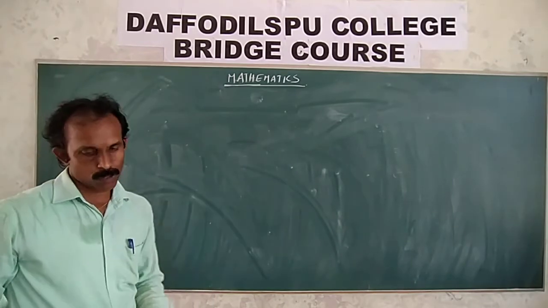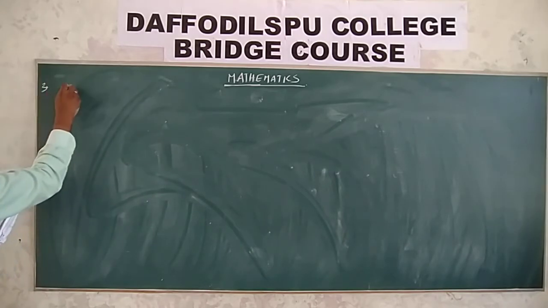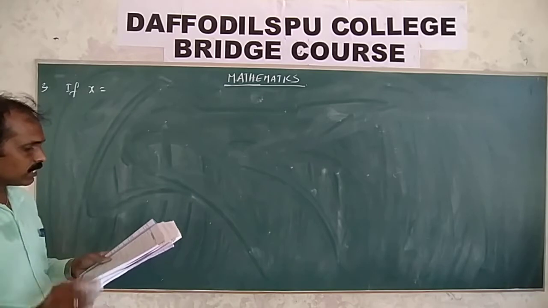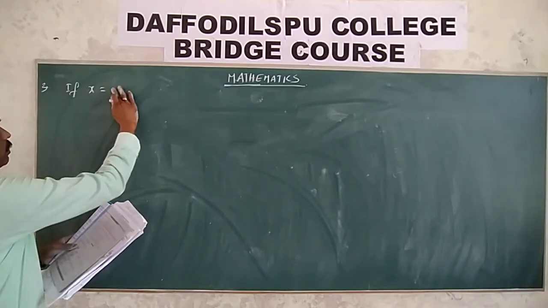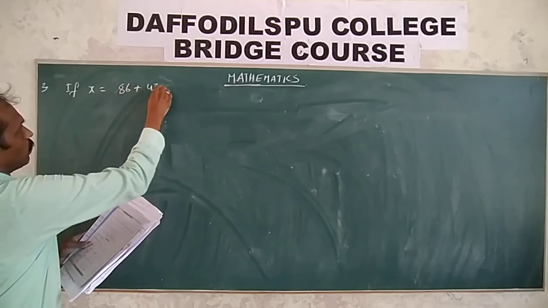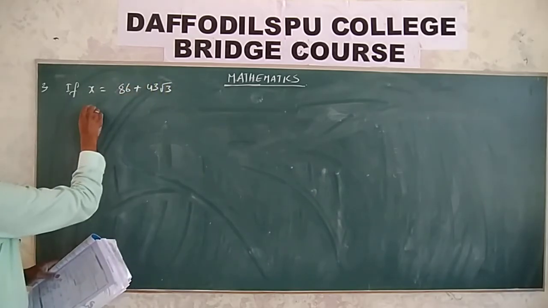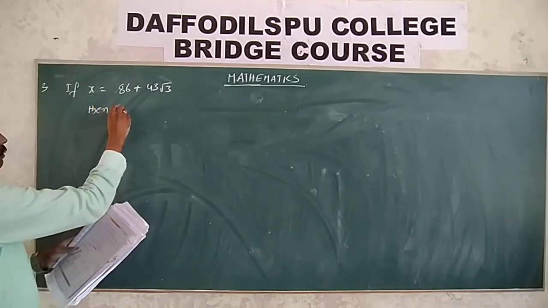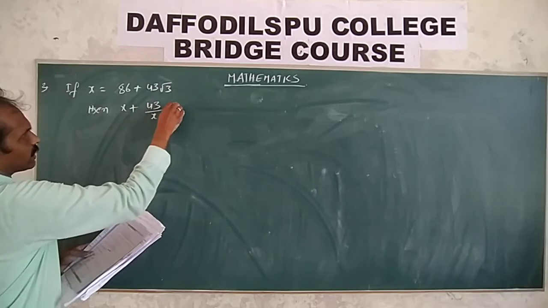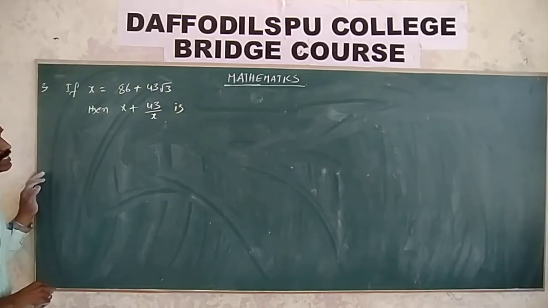Next, one more problem. If x is equal to 86 plus 43 root 3, then what is the value of x plus 43 by x?